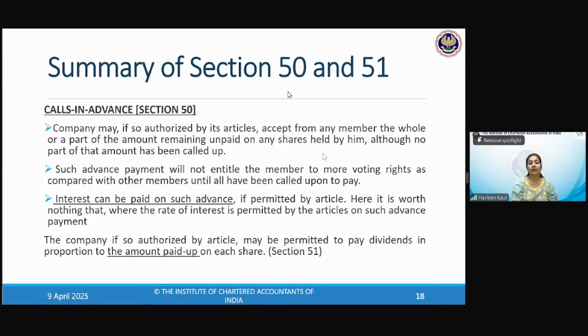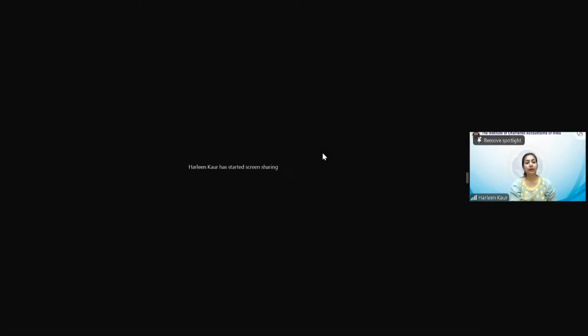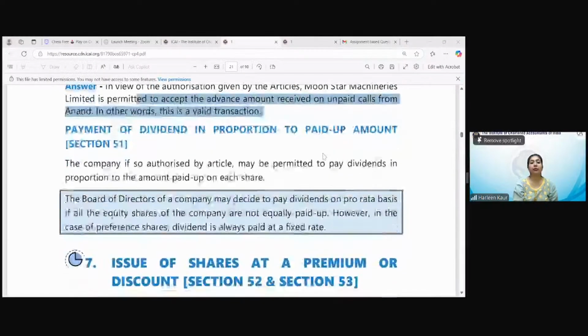And Section 51 tells you that the company, if authorized by the articles, may pay dividend in proportion to the amount paid on each share. Section 51 specifically talks about payment of the dividend. Let me show you from the module also. So Section 51 tells you that the board of directors may decide to pay dividend on a pro rata basis if equity shares are not equally paid up. In case of preference shares, the dividend is always at a fixed rate. Okay.